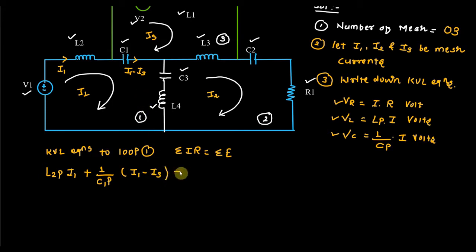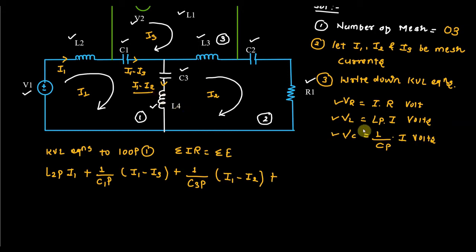Fine. Similarly, what will be the current through this C3? The value of the current through the C3 capacitor is equal to I1 minus I2, because this capacitor C3 is common to the first and second loop. So I1 is greater as compared to I2. So the voltage is 1 upon C3P multiplied by I1 minus I2. Right? Plus, because there is another element L4. What is the current through L4? Again the same, I1 minus I2.